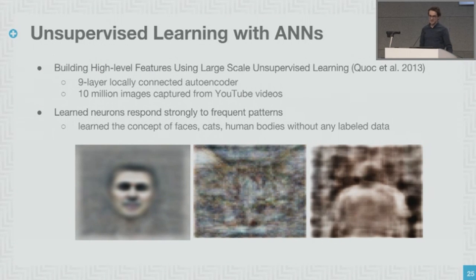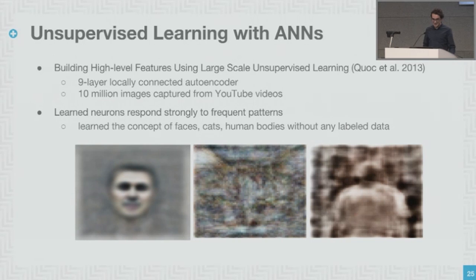Here's a recent paper titled "Building High-Level Features Using Large-Scale Unsupervised Learning." It's really interesting. They use a 9-layer locally connected autoencoder neural network architecture, and they trained it on 10 million images captured from YouTube videos. So it's basically like a computer sitting in front of a computer and watching YouTube videos for a week.